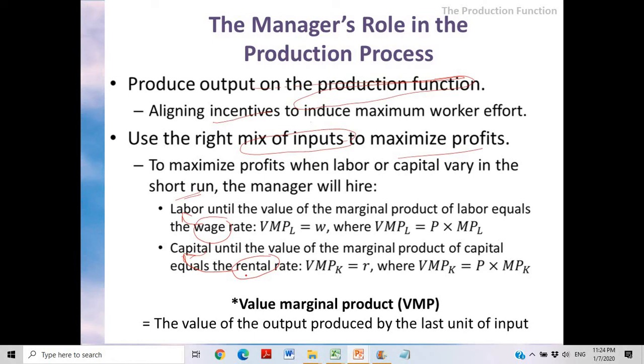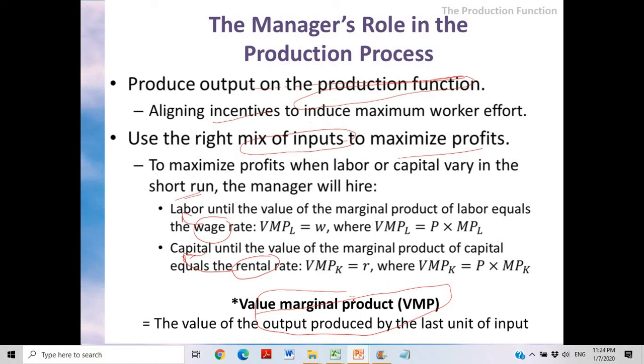But here the capital is something related to the non-labor, for example, technology. So we have to pay the rental rate. We have to make decisions based on this concept, the value of marginal product.